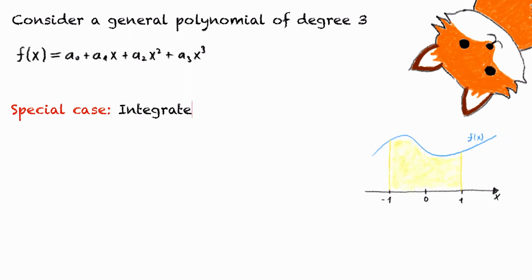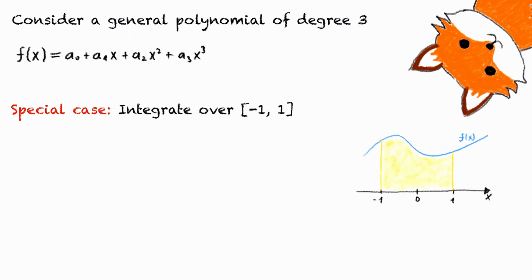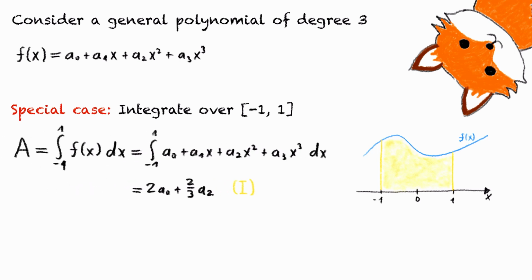Let's first consider the special case where we do not integrate over the general interval a,b, but the special interval -1 to 1. With these limitations, the area A of the function f of x can be calculated straightforwardly. We just integrate the general polynomial of order 3 over the given interval. The uneven coefficients a1 and a3 vanish due to the symmetry of the interval, and what remains is the area A equal to 2a0 plus 2/3 a2. We mark this equation as equation 1.